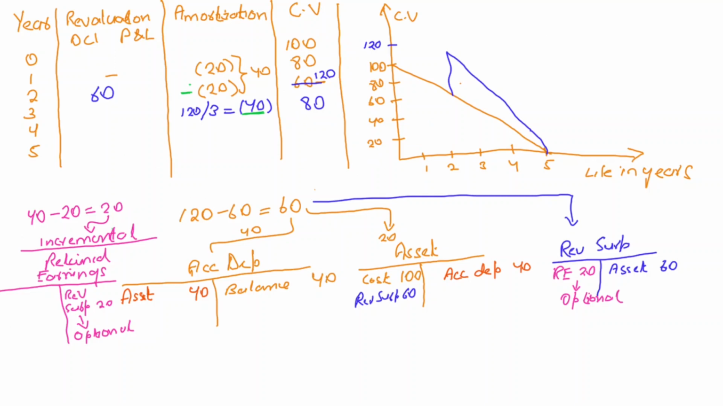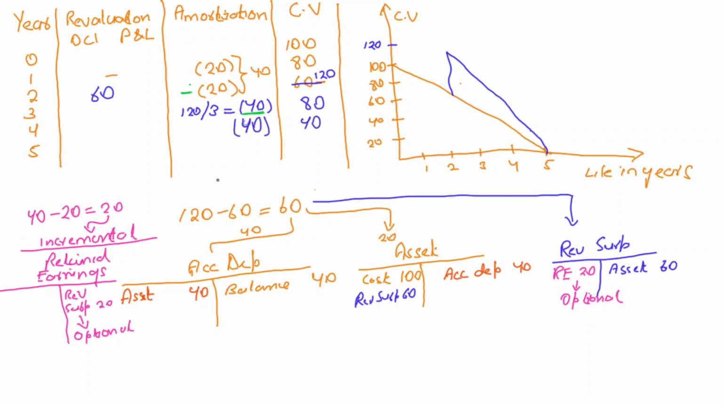Now we can compute the amortization expense for the 4th year, which would be exactly the same, $40, and the treatment would be exactly the same. The $40 would be debited in P&L, credited in accumulated depreciation account, and if the entity has a policy, the incremental amortization may be transferred from revaluation surplus to retained earnings. At the end of this year, the carrying value of the asset would be $40.